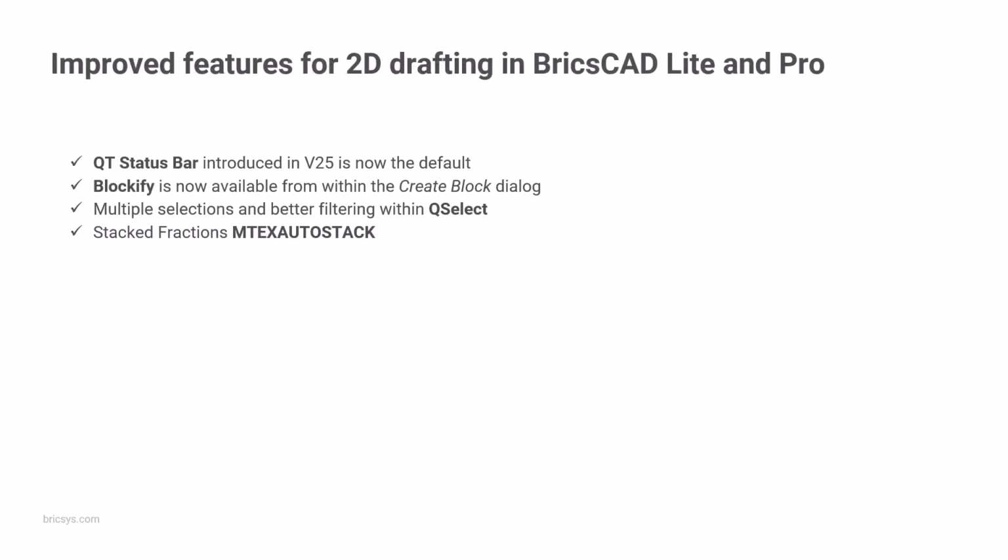Some things that are improved: if you used what we call the QT status bar that we introduced in V25, that's now the default. And if you're familiar with Blockify, we've now made part of that available right from within the Create Block dialog box, so you can just start creating a block and that kicks in. We've improved filtering in QSelect, so instead of having to click one thing and then it goes out of the dialog, that's much better and simplified. And we've added stacked fraction settings for mText.